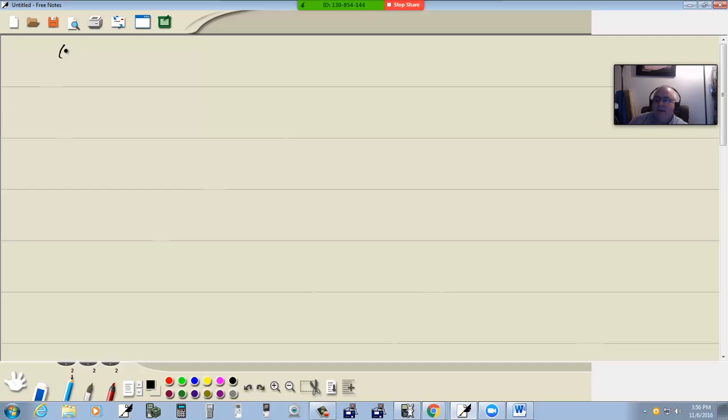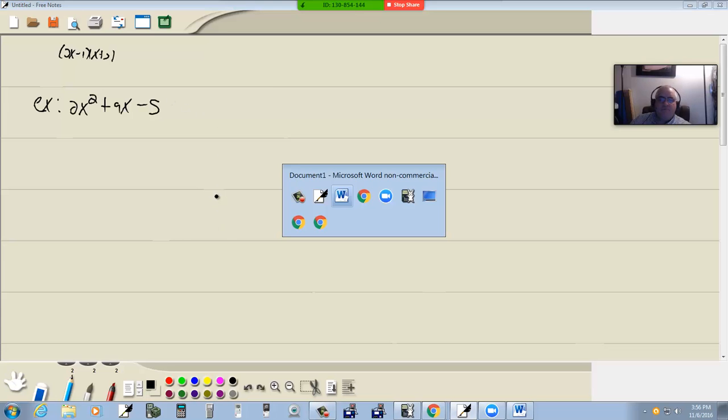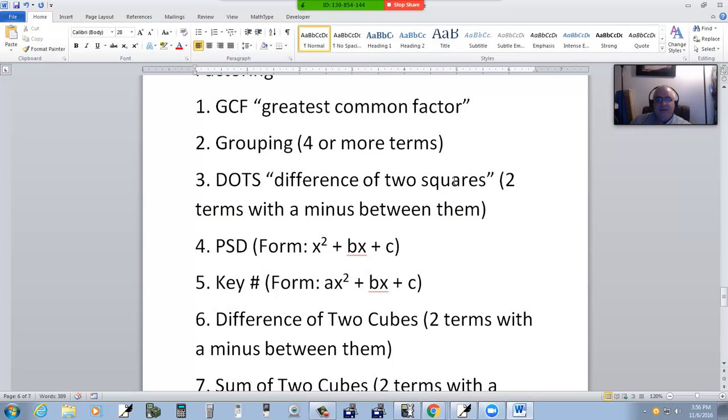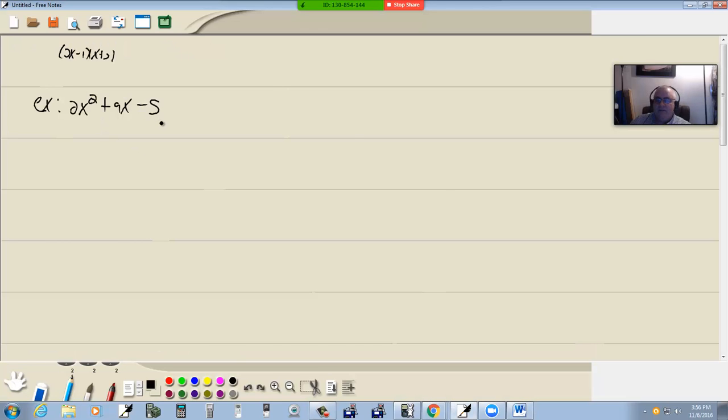Okay, let's take a look at 2x squared plus 9x minus 5, and we want to factor this. GCF, there's nothing here. Grouping is 4 or more terms. This is 3 terms. Difference of squares is 2 terms with a minus string it. Well, this is still 3 terms. PSD is close, but there's a number in front of the x squared.